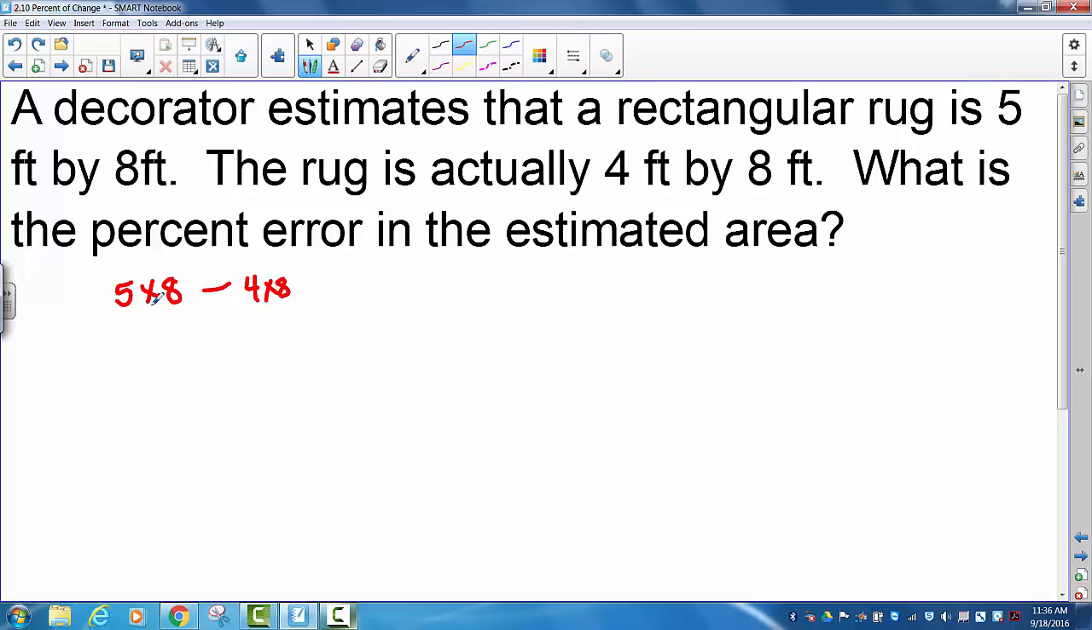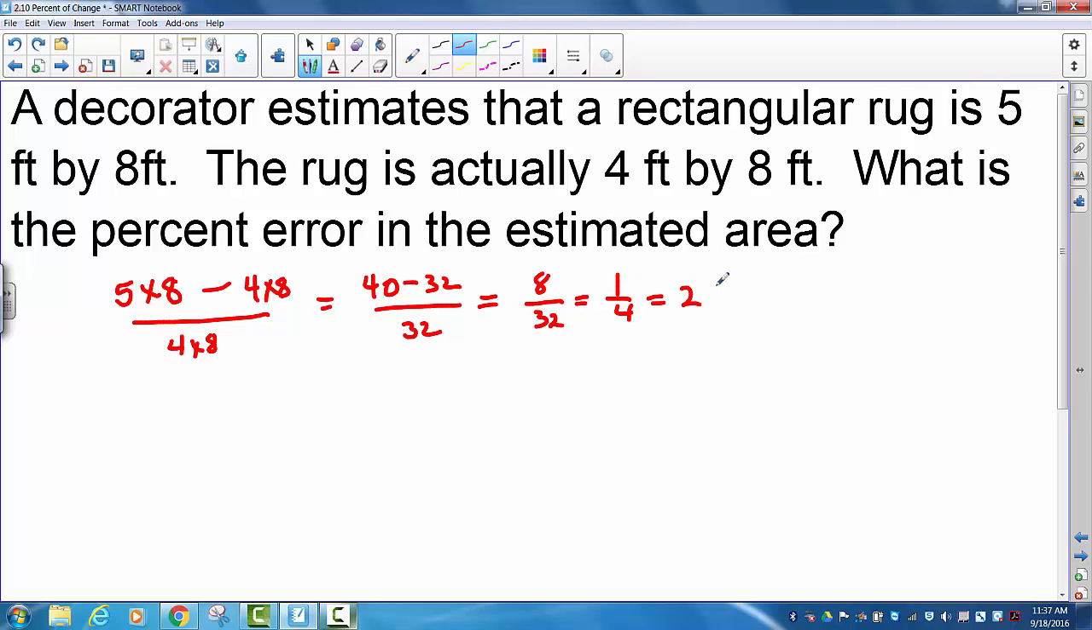Well, remember, it's the estimated value minus the actual value over the actual. So that means we're going to have 5 times 8 is 40 minus 32 over 32 equals 8 over 32, which is 1 over 4, and we should remember that this is 25%.